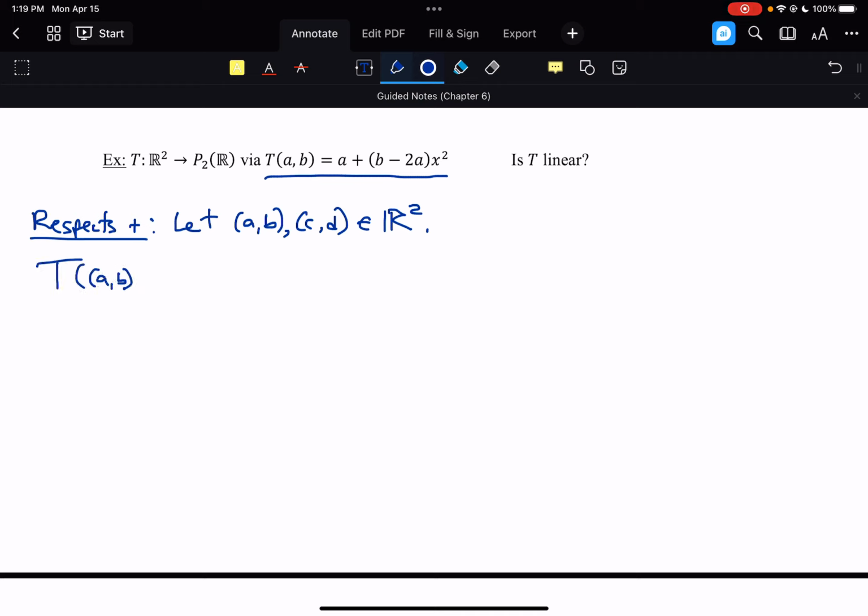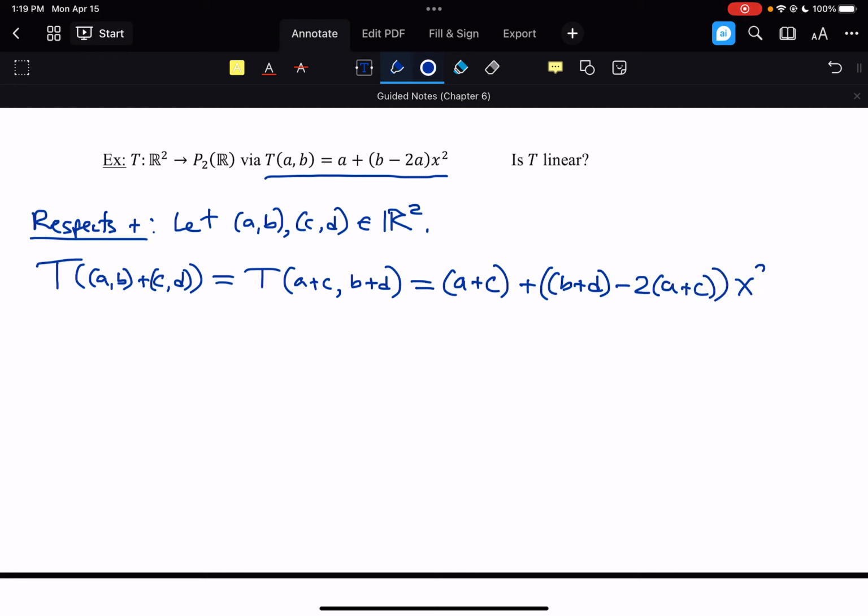T of AB plus CD, so we go ahead and add them together. So that's going to be A plus C and B plus D, component by component there. Transform. Okay, so the first component is A plus C, right? The second component is B plus D. So just replace all of those in there. So that's going to be A plus C plus B plus D minus 2 times A plus C, x squared.